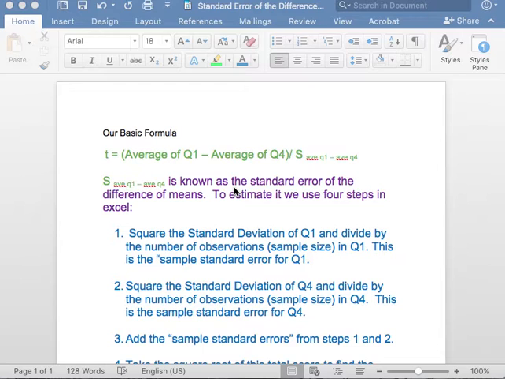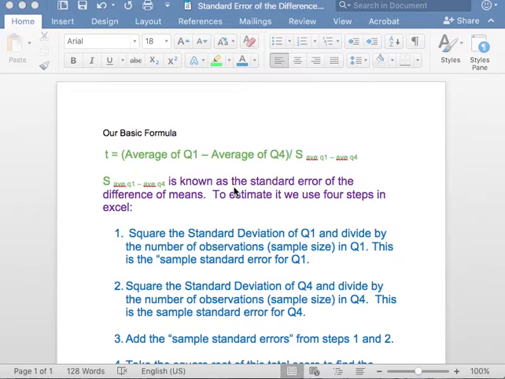And so what we want to know is the average of quartile 1 minus the average of quartile 4, divided by what's called the difference of the standard errors of the means. That is basically asking: if you took average 1 and added and subtracted its standard error to either side of it, and you took average 4 and added and subtracted its standard error to either side of it, would those intervals overlap? If they do overlap, then the difference between the average of Q1 and the average of Q4 is 0 or even negative. If they don't overlap, then indeed we say there's a significant difference.